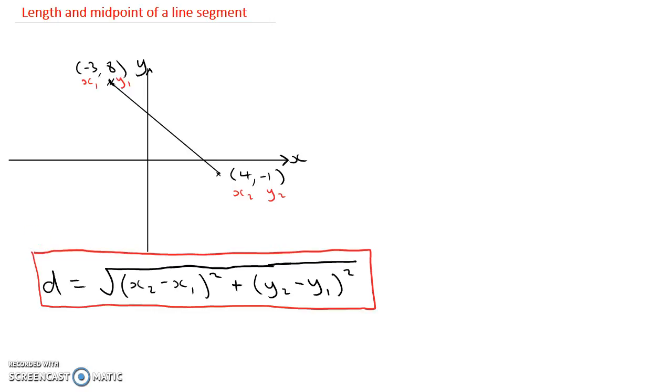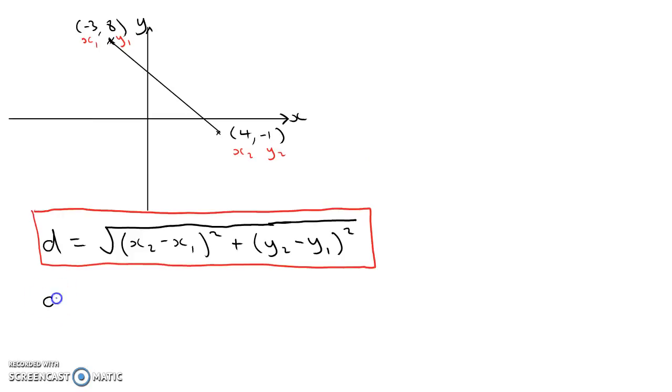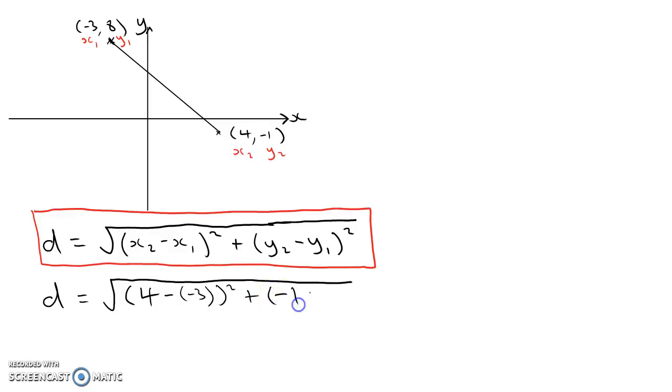And it's as simple as substituting in the values in our coordinates. So for this particular line segment, we'll get d equals the square root of our x2 value is 4, our x1 value is -3, so 4 minus -3 all squared, plus y2, which is -1, minus our y1 value, which is 8 all squared. So all I've done there is substitute my values in, and we can keep going with that. So d equals 4 minus -3 is 4 plus 3, which will give us 7 squared, plus -1 minus 8 is -9. So in here we'll get -9 squared.